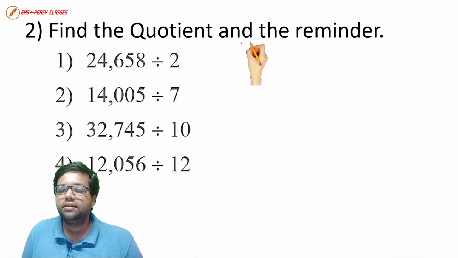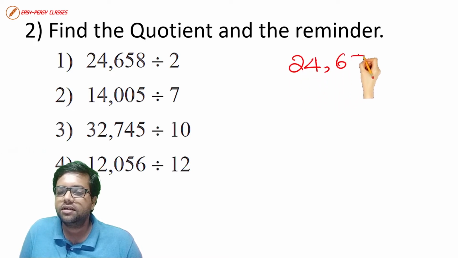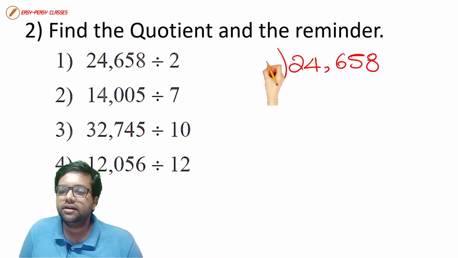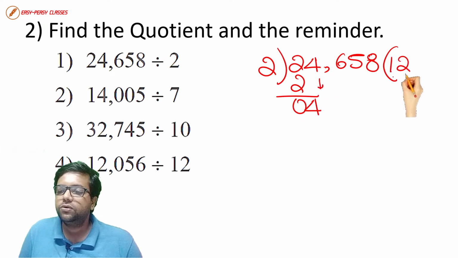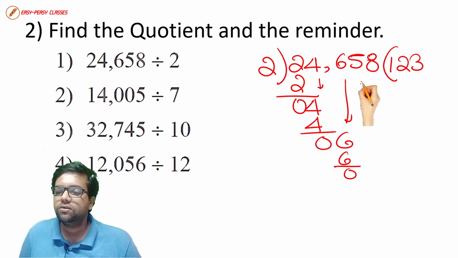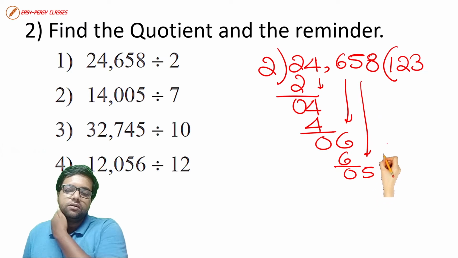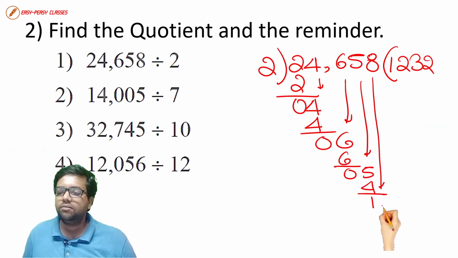All right, let's go on further. Find the quotient and the remainder. The quotient and the remainder. Okay, let's find the quotient first. 24,658 divided by 2. Okay, 2 ones are 2, 0, 4 comes down, 2 twos are 4, 0, 6 comes down, 2 threes are 6, 0, 5 comes down, 2 twos are 4, 1 comes, and 8 will come down now.